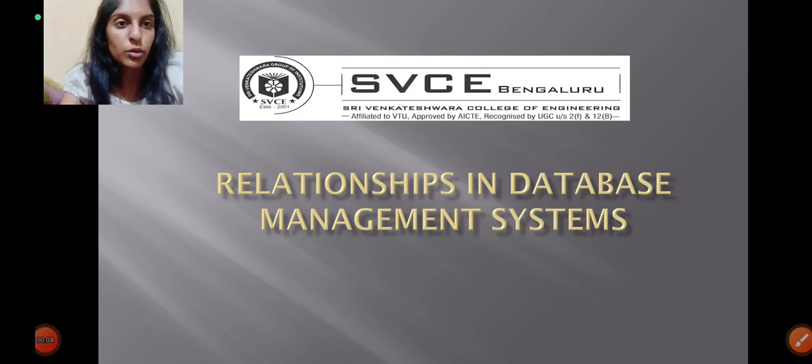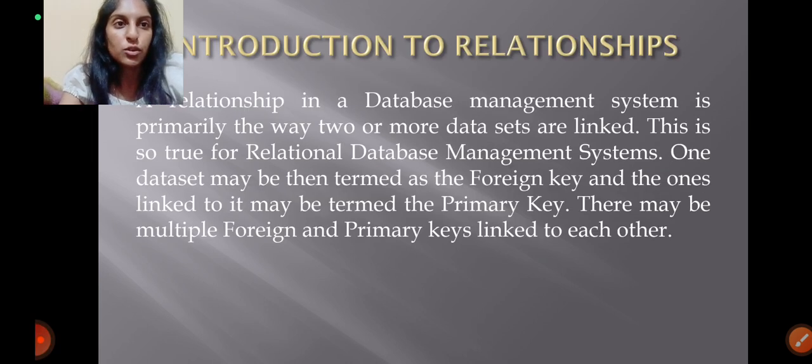Today, let us discuss relationships in database management systems. In that, first, let us see the introduction to relationships. A relationship in a database management system is primarily the way two or more data sets are linked. This is especially true for relational database management systems. One dataset may be termed the foreign key, and the ones linked to it may be termed the primary key. There may be multiple foreign keys and primary keys linked to each other.